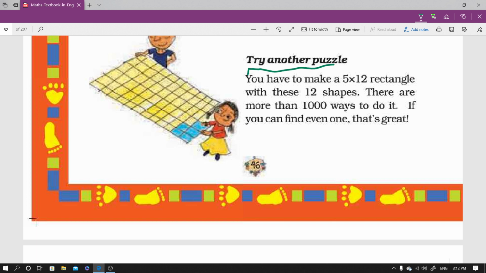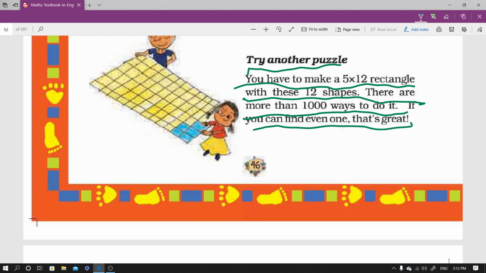Try another puzzle. You have to make a 5 multiplied by 12 rectangle with these 12 shapes. There are more than 1000 ways to do it. You can find even one.